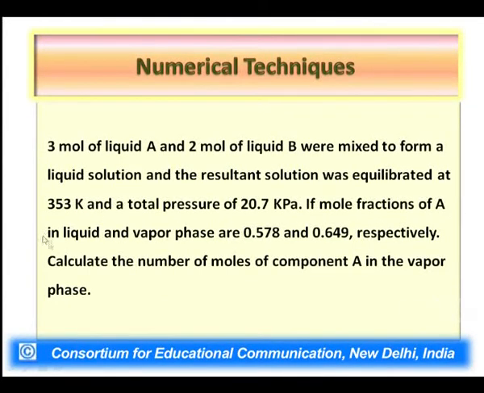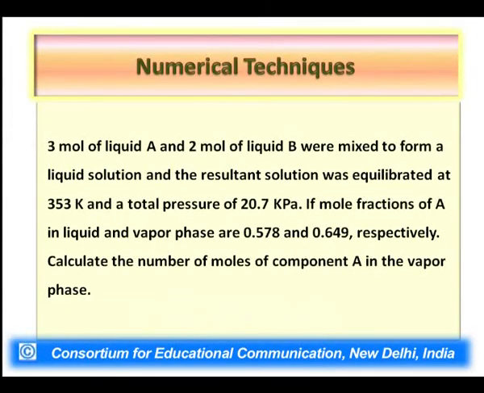If the mole fractions of A in the liquid and vapor phase are 0.578 and 0.649 respectively, it means what he has given is the mole fraction of component A in the liquid phase as 0.578, and in the vapor phase, small ya, equal to 0.649. So calculate the number of moles of component A in the vapor phase. Now what are we being asked? We are being asked to calculate the number of moles of component A in the vapor phase.